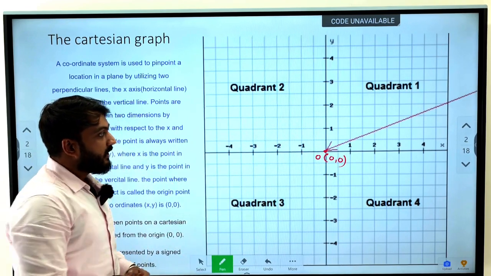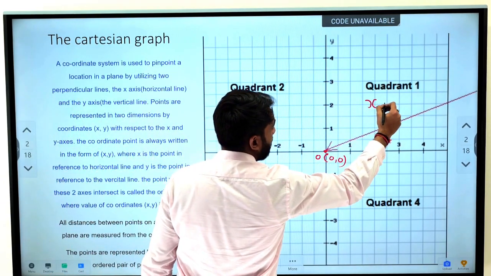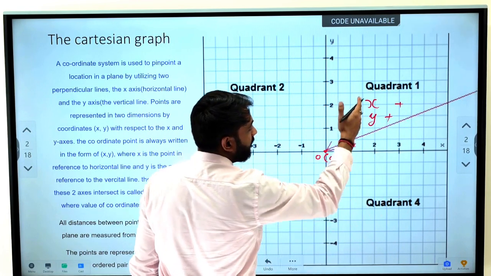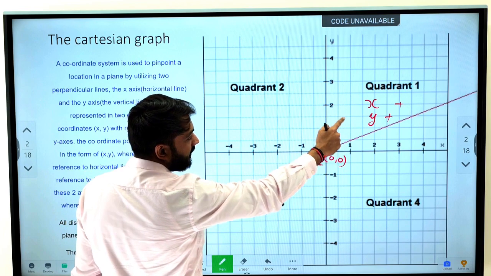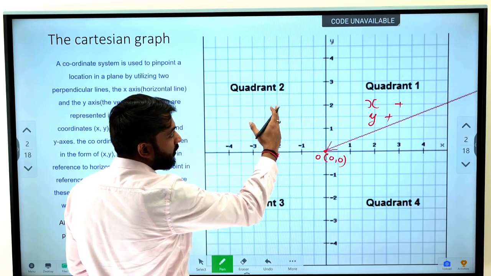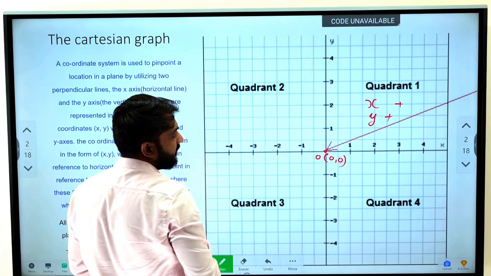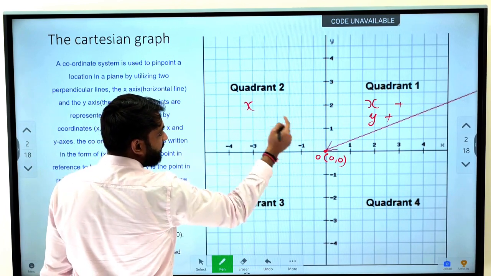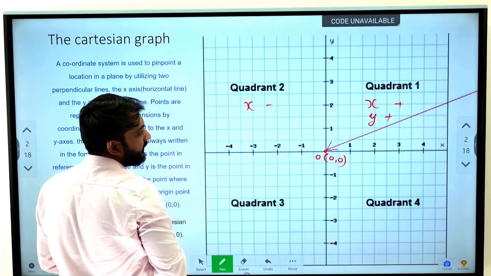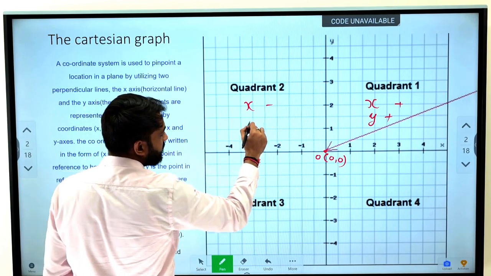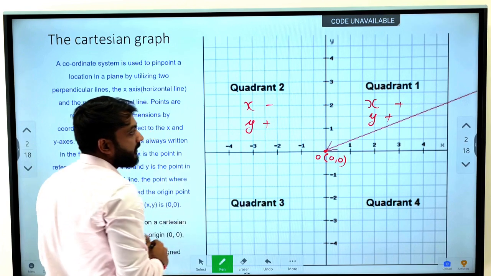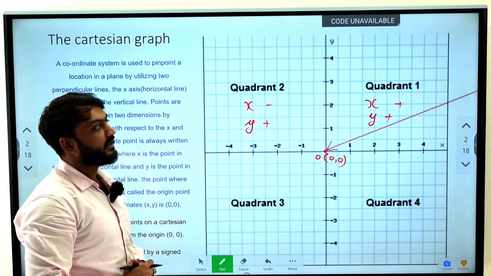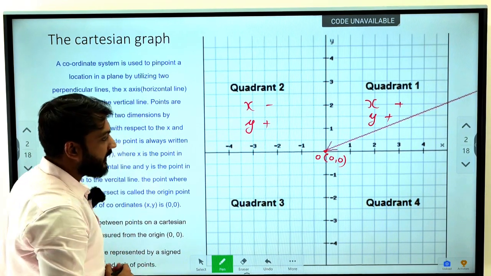Quadrant 1 is going to be where x and y both are positive. It's on the right and top, meaning values on the x-axis are positive, top meaning values on the y-axis are positive. Quadrant 2 is on the left top. On the left hand side of 0, the horizontal line or the x-axis will give you negative values. But because it's above 0, the y-axis or the vertical line still keeps giving positive values.